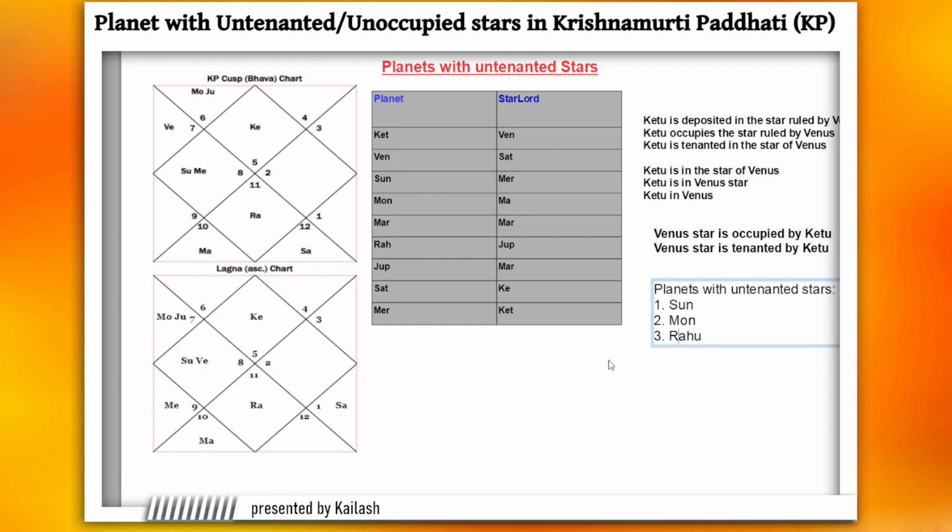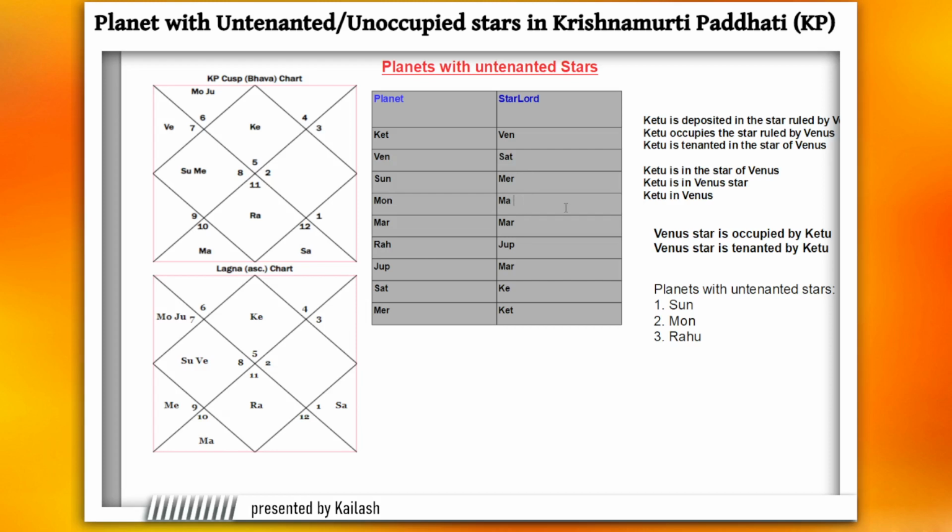I hope this example has helped you make clear how to identify the untenanted stars. Basically you just have to look at the star lord column and find out what planets are missing. So those planets become the untenanted planets.